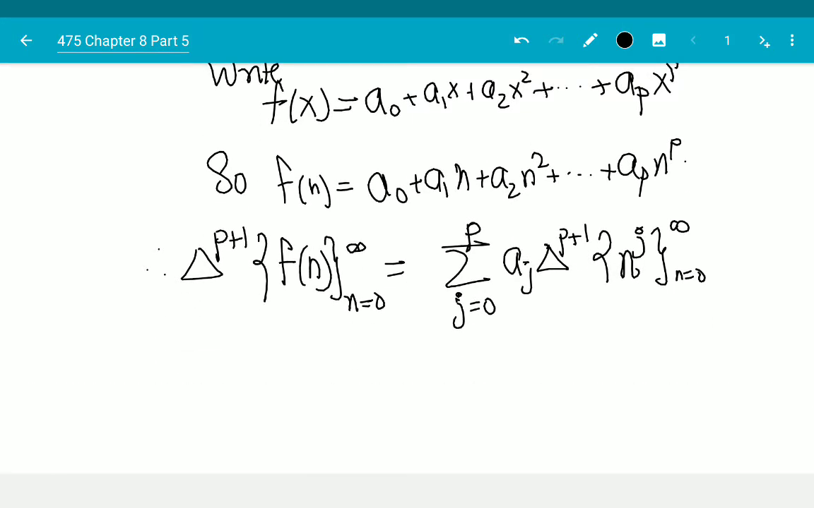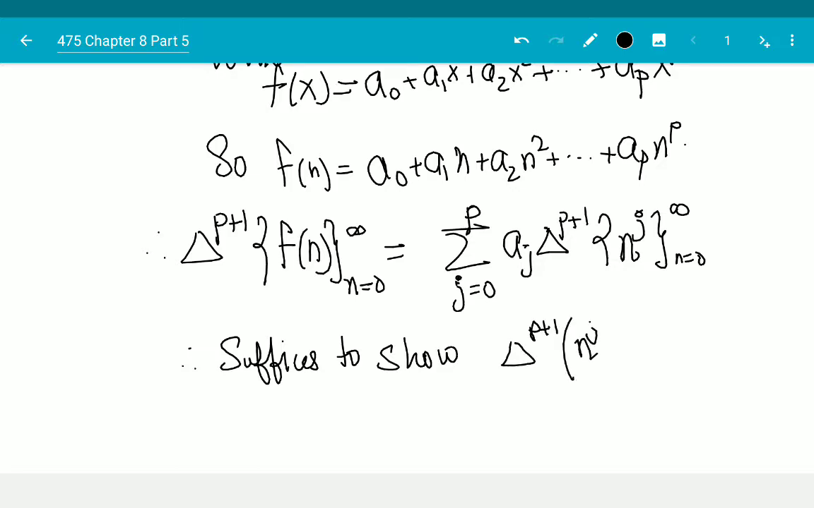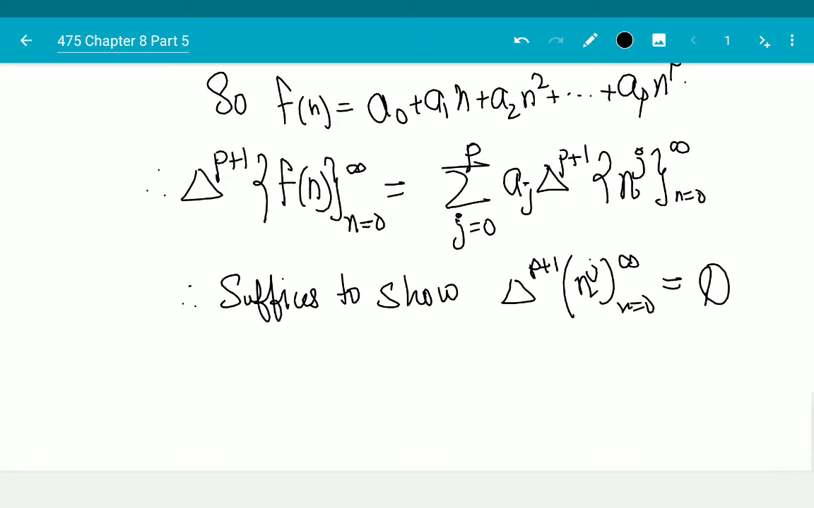Okay, now I am going to say it suffices to show delta to the p plus 1 of n to the j, n equal to 0 to infinity, is equal to 0, right? It's going to be a sum of 0 times some sequence, which is 0, since 0 times anything is 0. Add them together, you still get a 0, right? So I want to show that n to the j is 0.